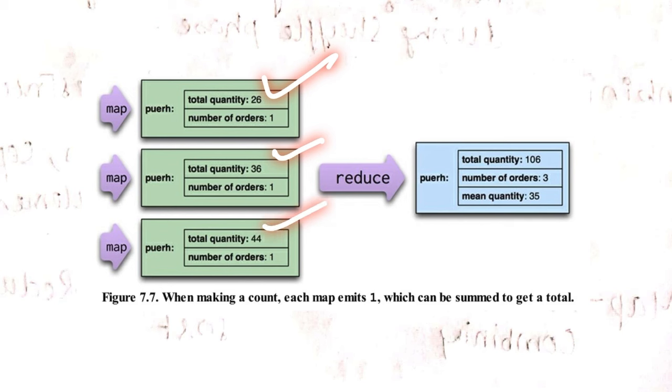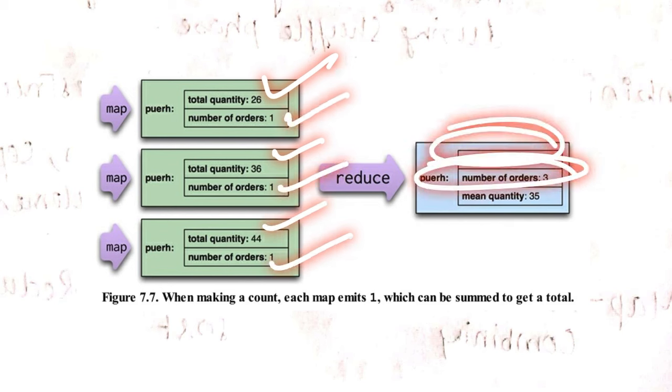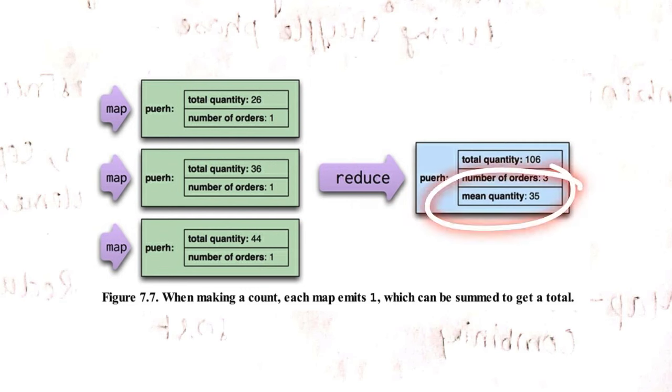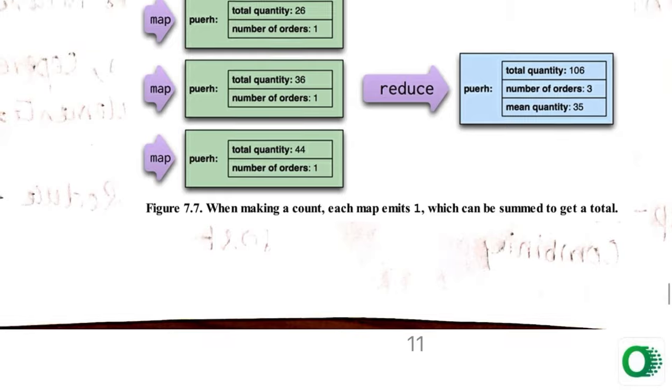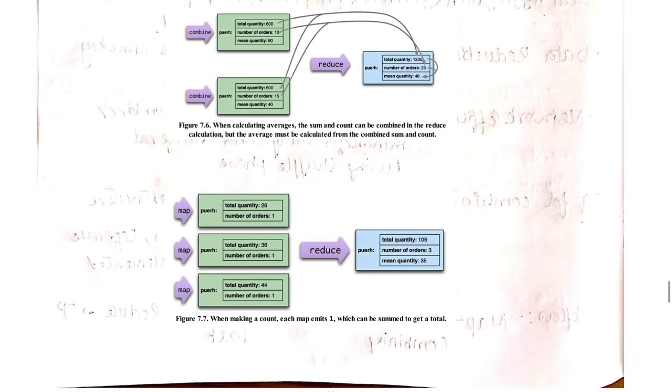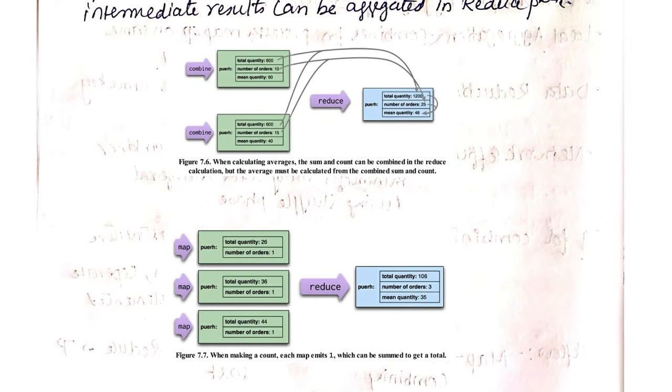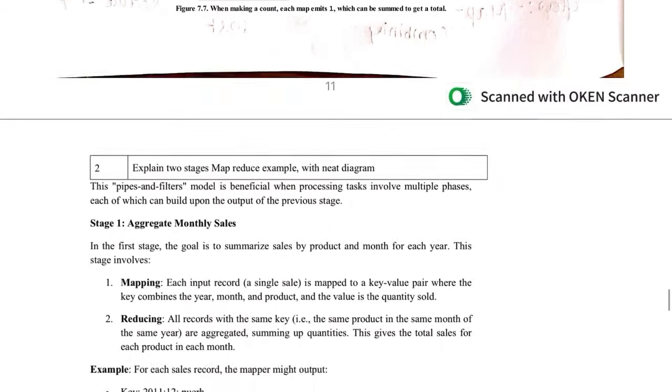So total I've got here, number of orders 3 I've written here, and this means quantity is by emitting how many times it has been emitted. All those things have been included here. Next, yeah, that's it. We have explained about 7.6 and 7.7.